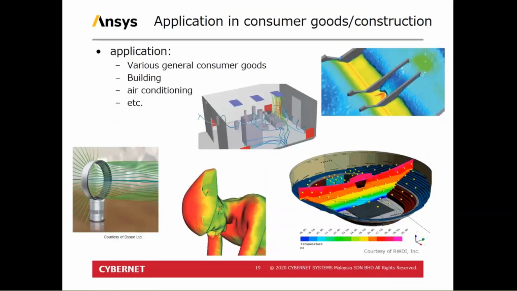Okay. This is an example of the consumer product and construction industry. So we can see the flow pattern inside the room like this, and flow patterns around buildings. And this is one of the famous examples, Dyson. This is a customer's example. Dyson is an Ansys customer, and Dyson uses Ansys Fluent, and they developed the bladeless fan by using Ansys Fluent.